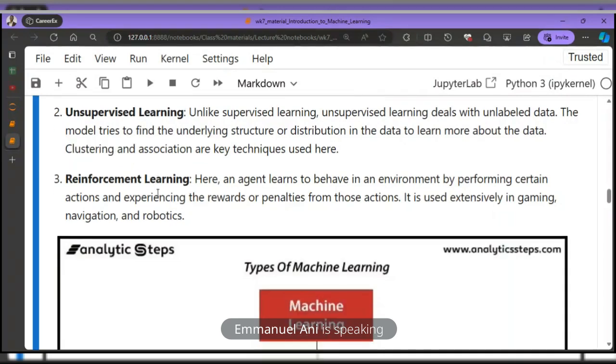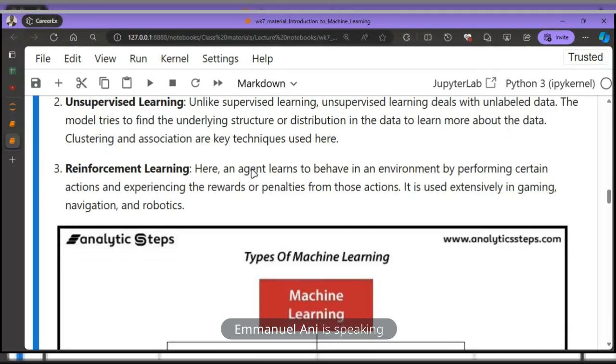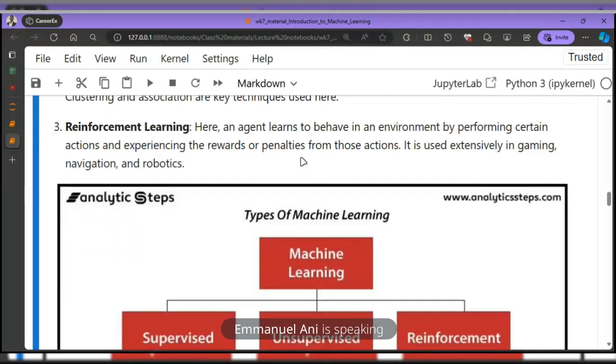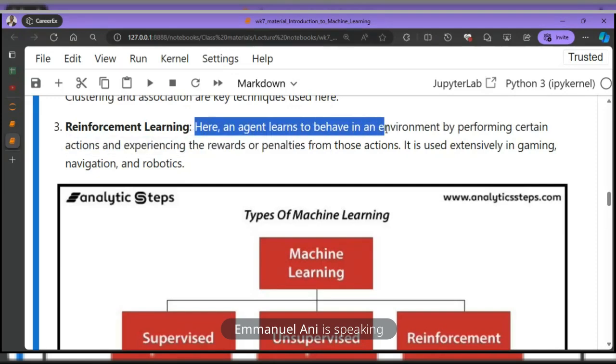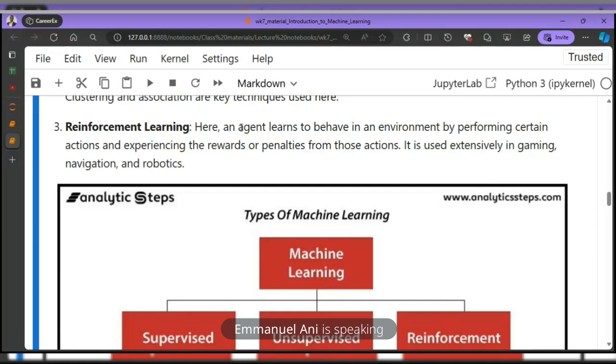We now have reinforcement learning. Reinforcement learning is something you might not even do, depending on your interest, but it's basically used in robotics, in training robots, right? It is a machine learning technique where an agent, which can be anything, learns.